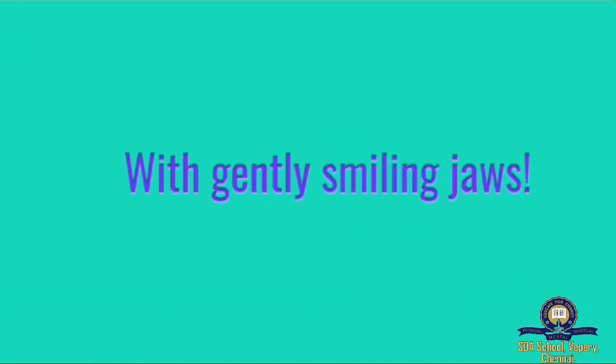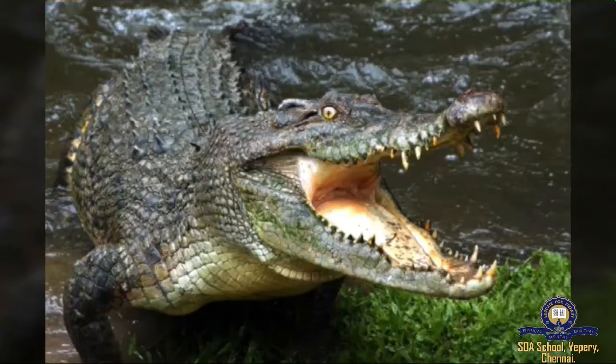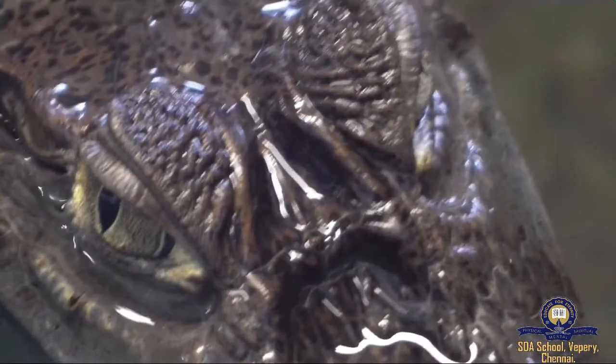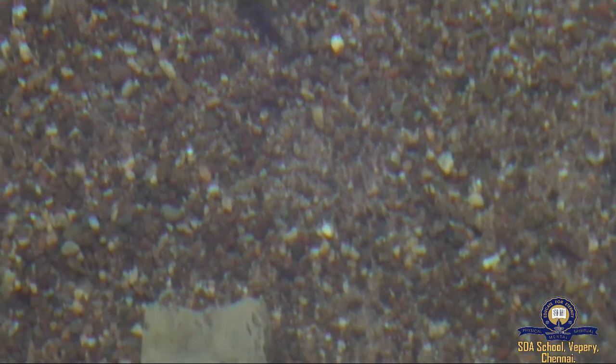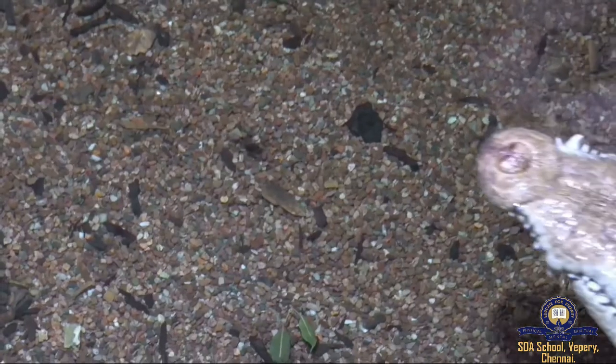with gently smiling jaws. Here the poet describes gentle smiling jaws. It is opening its jaws as if it is welcoming the little fishes inside. Once again, I would like to summarize the poem.